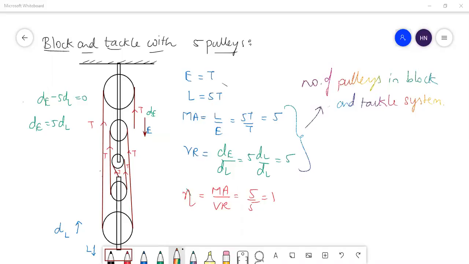Is it done? I'm just clearing the screen. I hope everyone is making the notes.